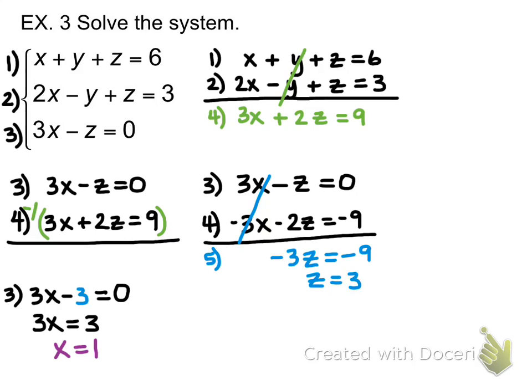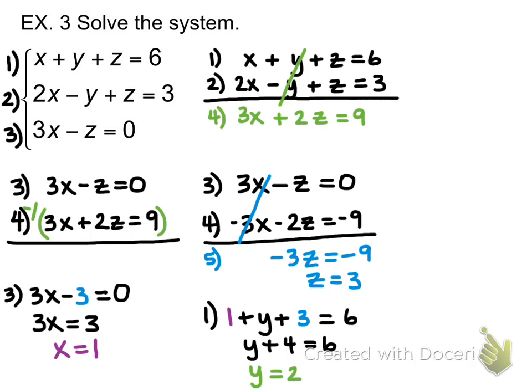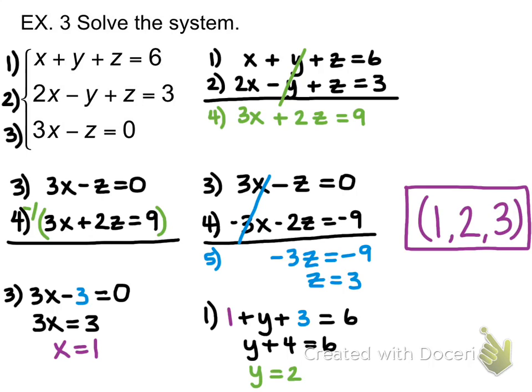Now I'm going to take x and z and plug them into one of the other original equations. I always like to plug into the easiest one, so it looks like equation 1 would be nice. I'm going to do 1 plus y plus 3 equals 6. So this will be y plus 4 equals 6, which means y equals 2. So my ordered triple is (1, 2, 3). This is the solution to this system.